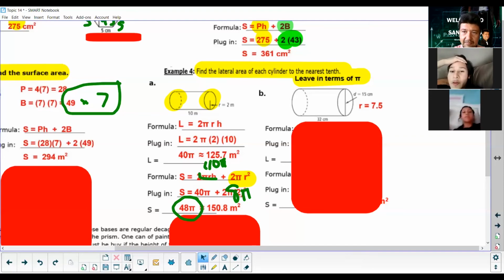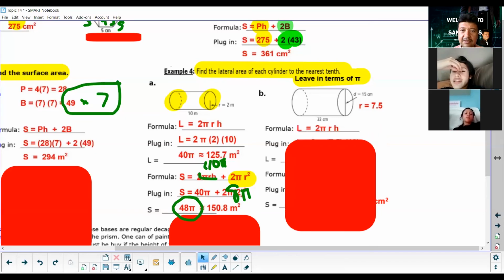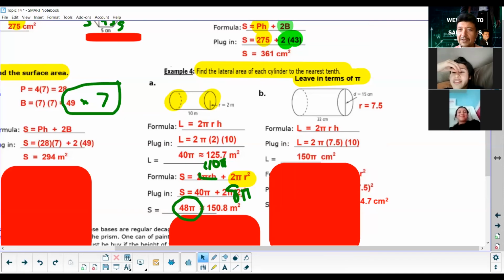All right, Max, lead us through solving B. Okay, so we get 2 pi, then we replace the r with 7.5 and the height with 32. Good, good, good. Don't worry, I'll give you the math. It's 150 pi. And then what do we do next?